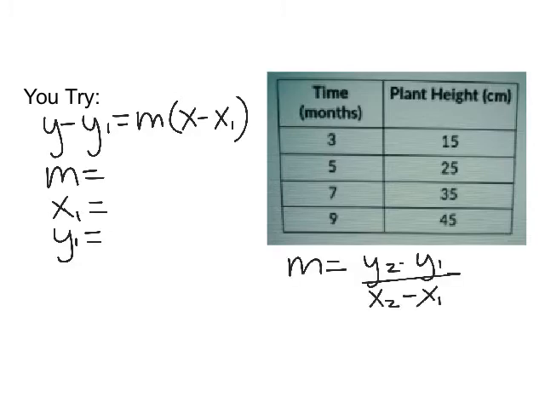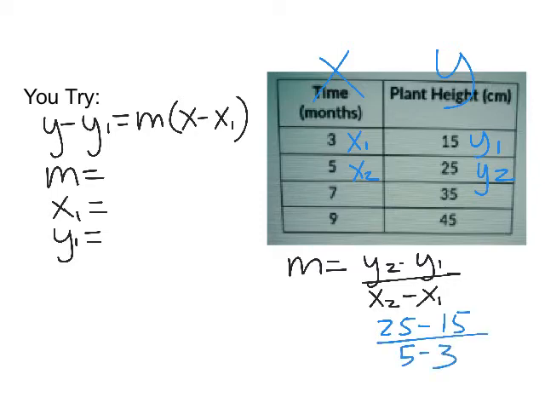So I'm going to do this using, remember, this is x, this is y. So I'm going to say that this is x1, y1, x2, y2. So then I have 25 minus 15 over 5 minus 3, because these points in the table could just very well be coordinate values, right? This is just 3, 15. So then that would give me 10 over 2, which is 5.